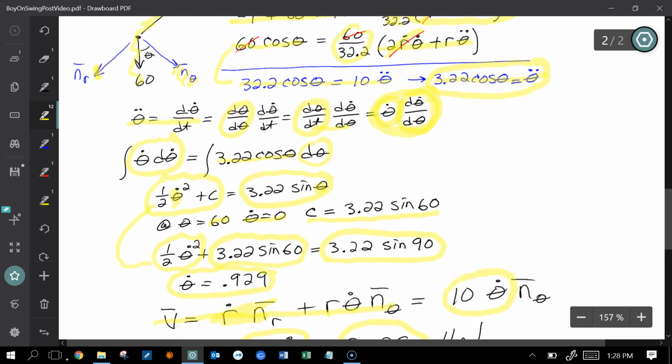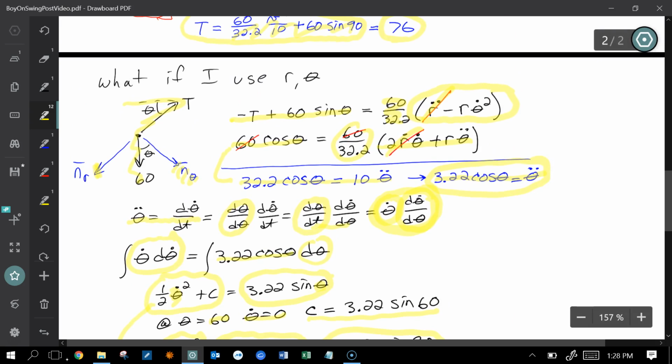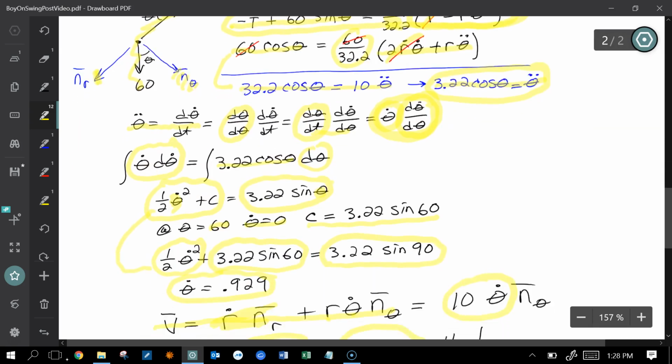How do you get the tension? Well, you plug back in up here and solve for the tension. You'll find out it's exactly the same value it was before. Okay, that's it.